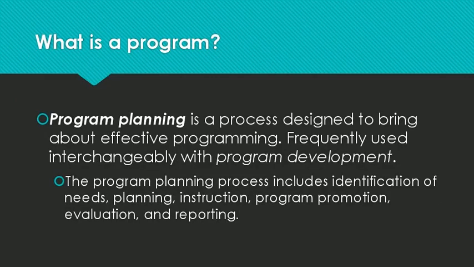So with that, program planning then is a process designed to bring about effective programming. And in the text, in a lot of places, you'll see it used synonymously with the term program development. So either program planning, program development, essentially the same thing. But the program planning process includes identification of needs, planning, instruction, program promotion, evaluation, and reporting. So we'll talk about each of these in more detail within that three-component model.